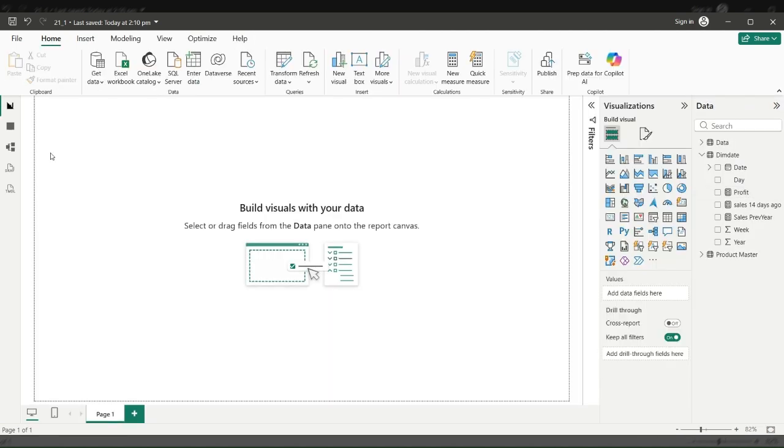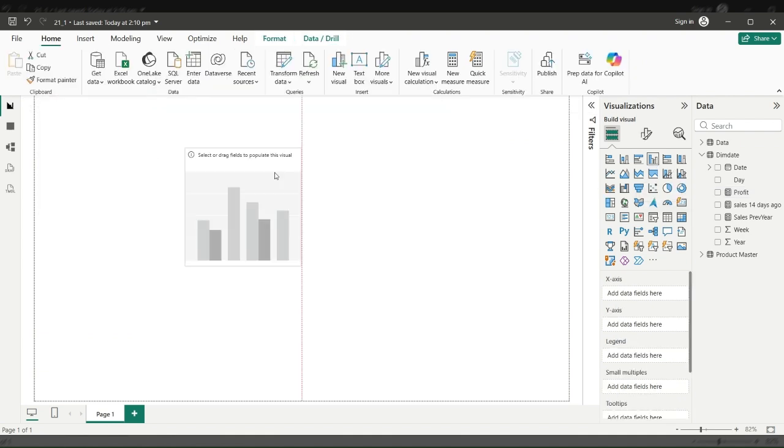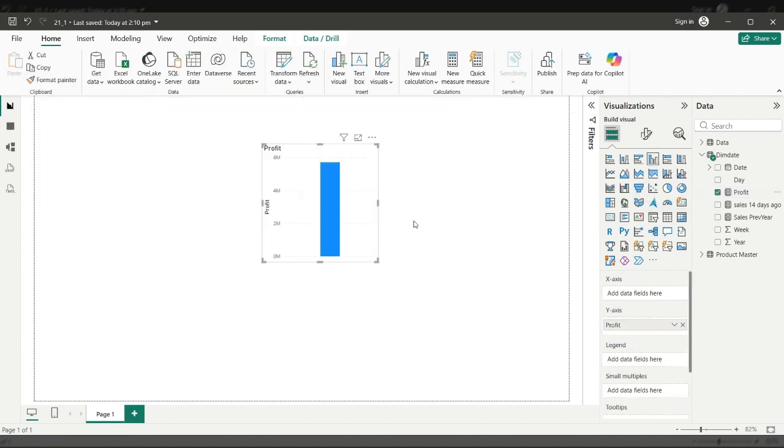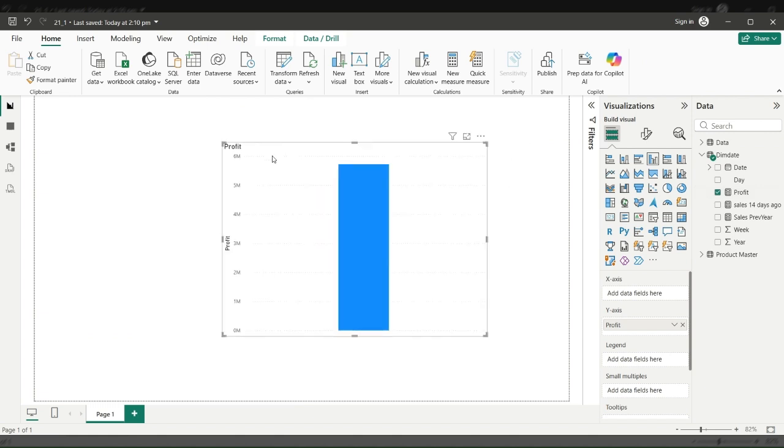So now this has been committed and we have this Profit measure here. Let's see. I'll drag it in and check. With the RELATED function, now we can see the profit here, the overall profit that was mentioned earlier.